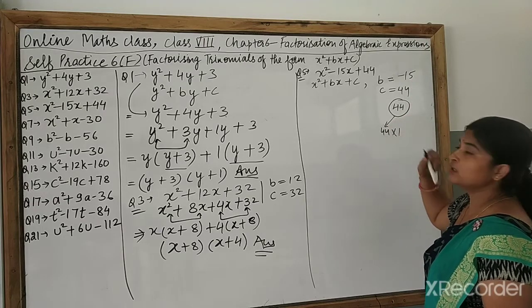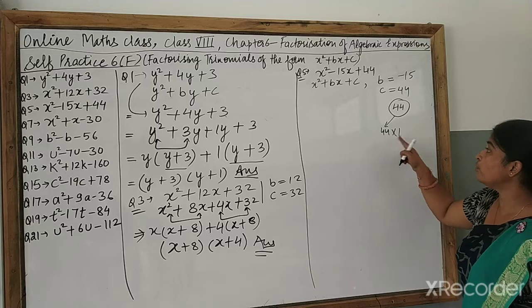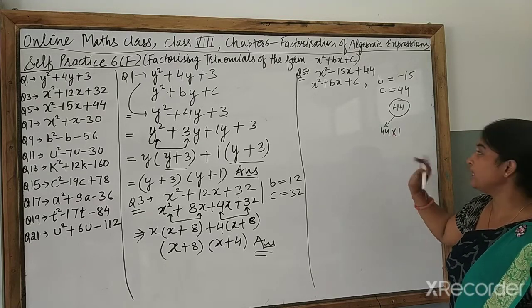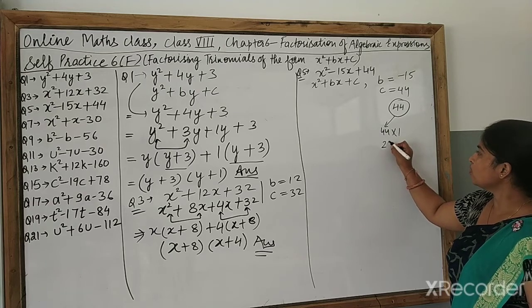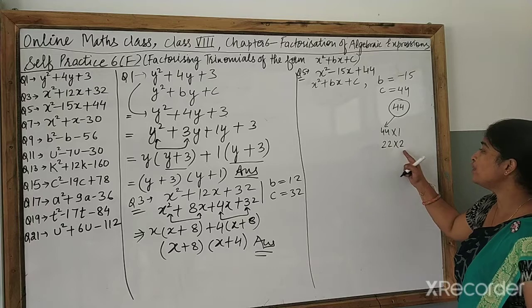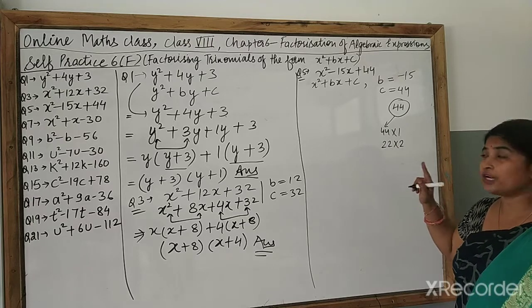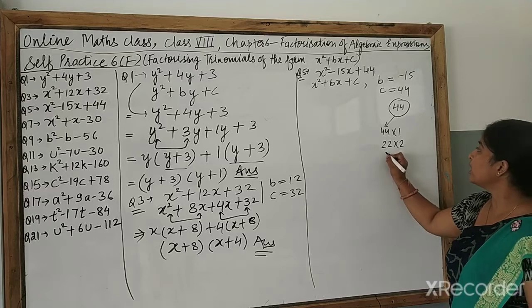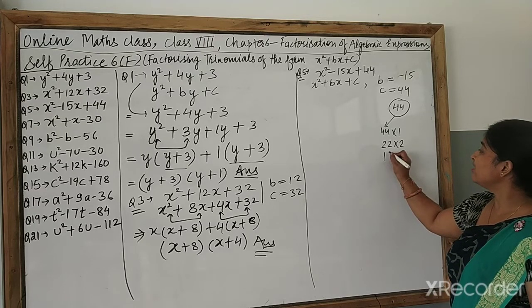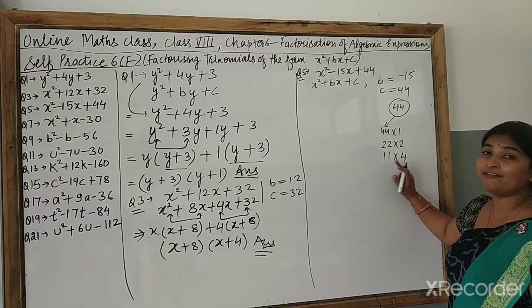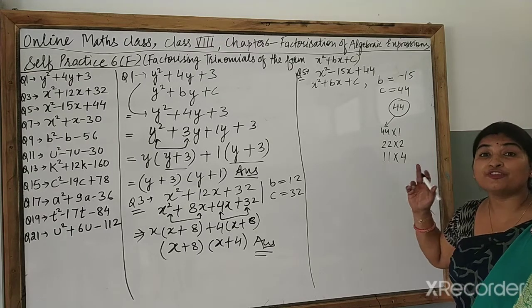Okay, so 44 I will divide. 1 times 44 is 44. Now 44 plus 1 is 45, we don't take. 44 minus 1 we don't take. Now 22 times 2 is 44. 22 plus 2 is 24, we don't require. 22 minus 2 is 20, we don't require. Now next we can do 11 into 4. 11 times 4 is 44. Now see here, 11 plus 4 is 15.